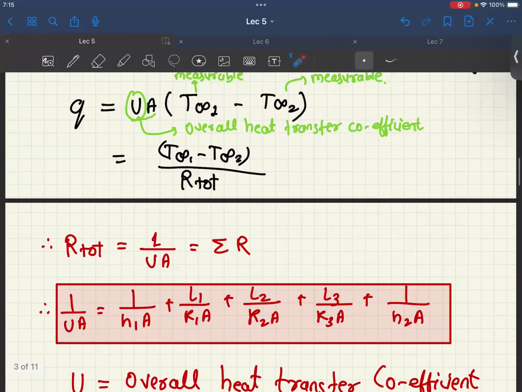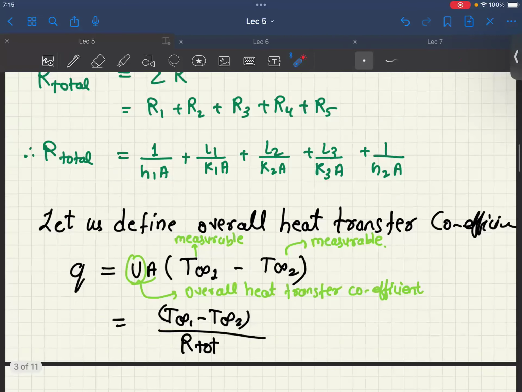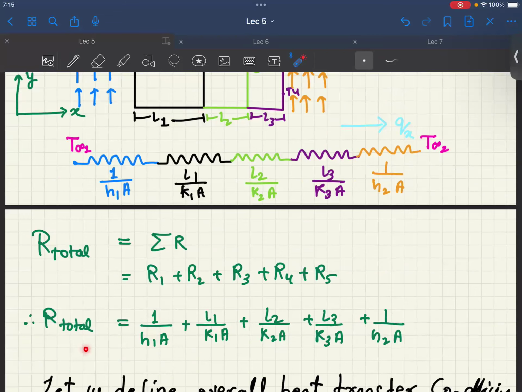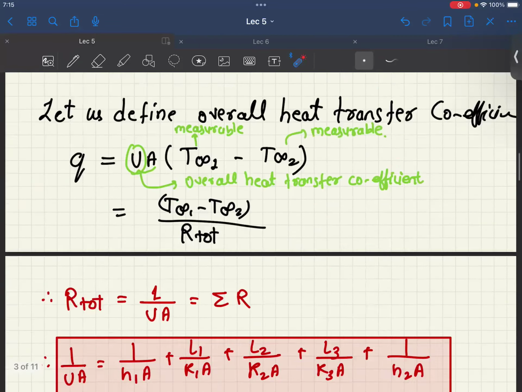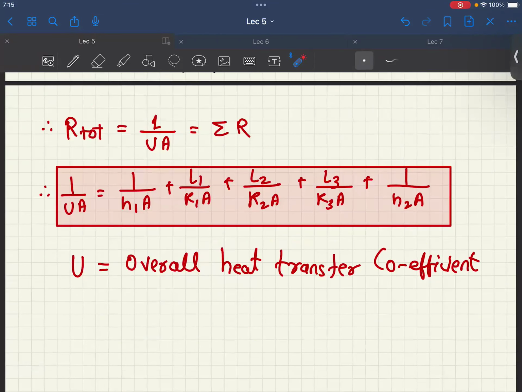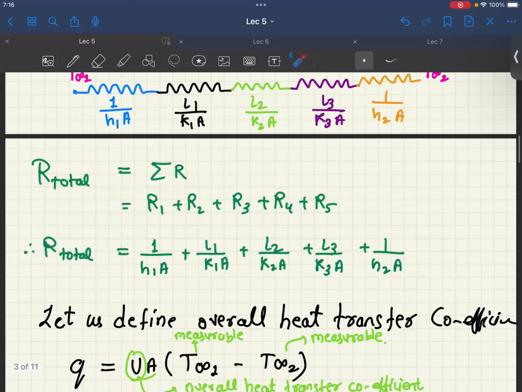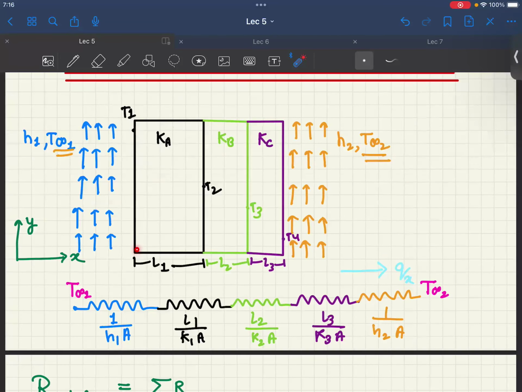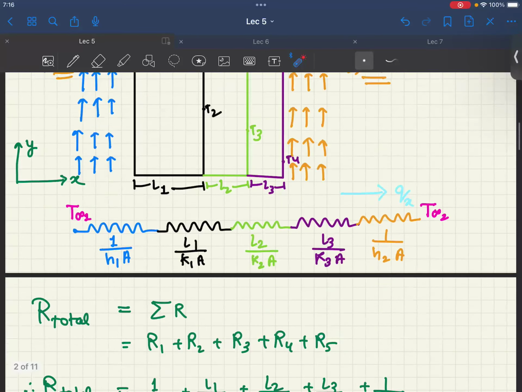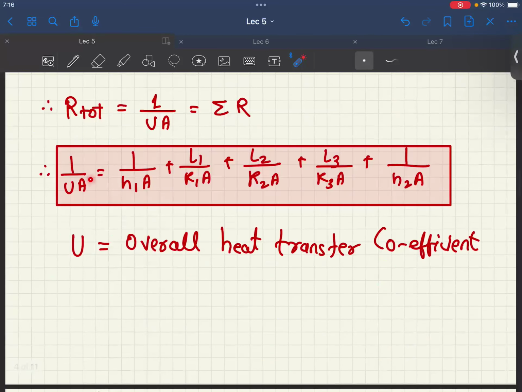But this R total is also, we know, this expression. So from these two expressions, what we can say is 1 by UA is equal to 1 by H1A plus L1 by K1A plus L2 by K2A plus L3 by K3A plus 1 by H2. Okay, and then we call this U the overall heat transfer coefficient. Now, since our system here has a constant cross-sectional surface area, this area remains the same, and hence we can cancel it out as well.